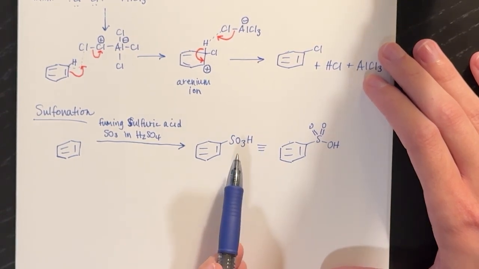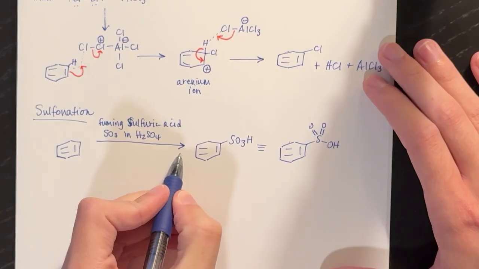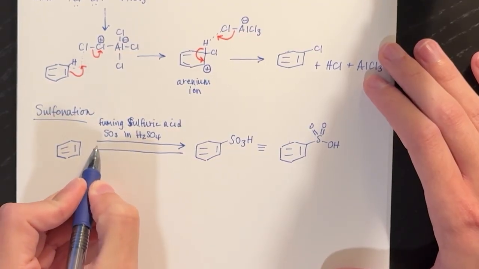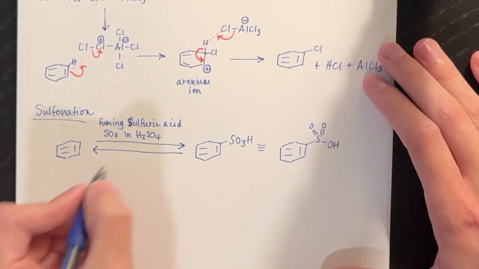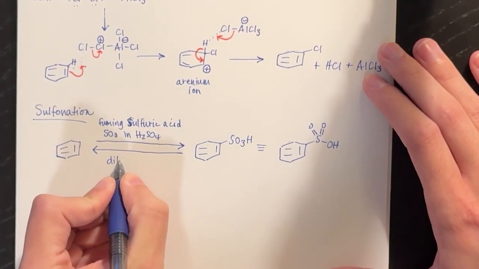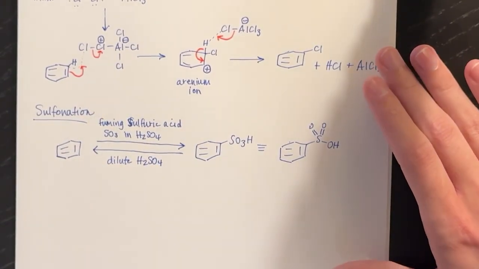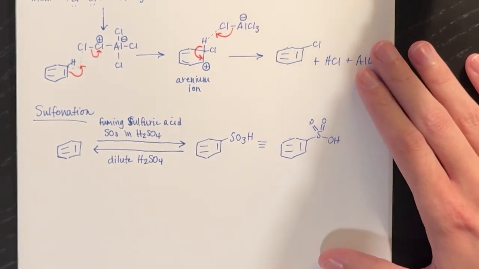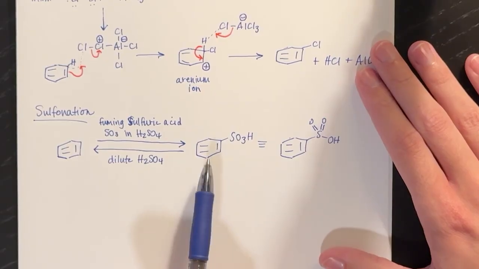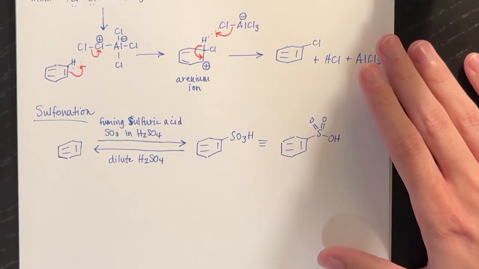Now, one of the convenient, well, sometimes this is convenient, sometimes it's not, about this reaction is it is reversible. So if you take the sulfonated aryl group, or benzene ring, and you treat it with dilute sulfuric acid, you'll actually just take the group off. And so, of course, this can be sort of annoying, because if you let this contact water, that'll create a small amount of dilute sulfuric acid, and you'll just decompose your molecule.